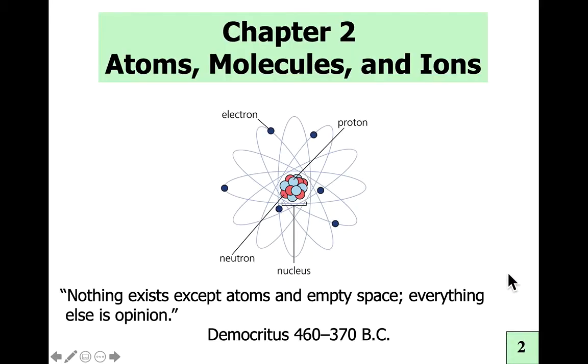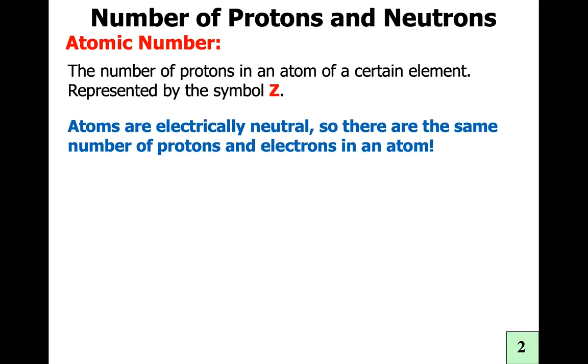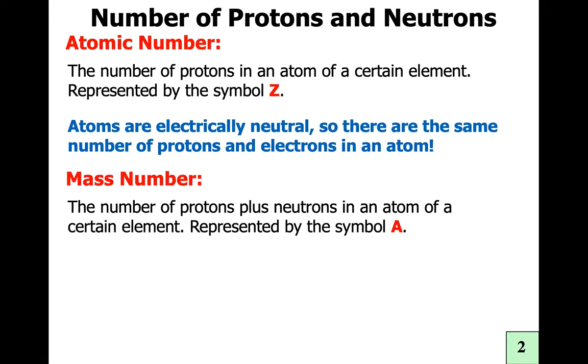All right, now we'll discuss some important problem types from Chapter 2. One of the first things we encounter in Chapter 2 is coming up with these nuclide symbols. And we have the atomic number, that's the number of protons in the nucleus, and that's represented by the symbol Z. Atoms are neutral, so if we don't tell you that there's a charge on the atom, the number of protons and electrons is equal. And then there's the mass number.